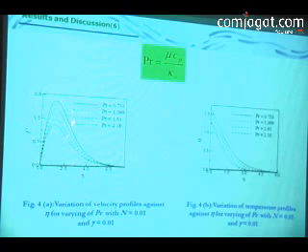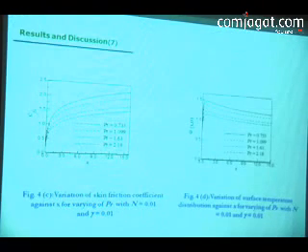We observe in the figure that velocity decreases for increasing values of the Prandtl number. When the velocity decreases, then we observe that the skin friction decreases, and also surface temperature decreases.